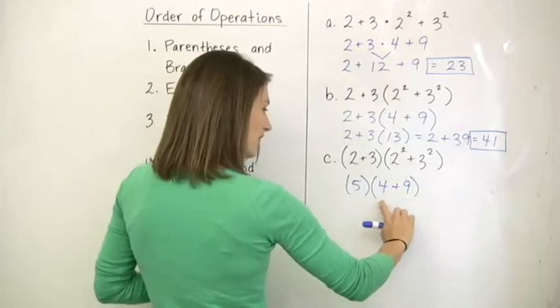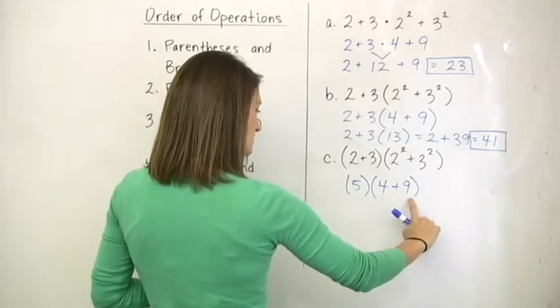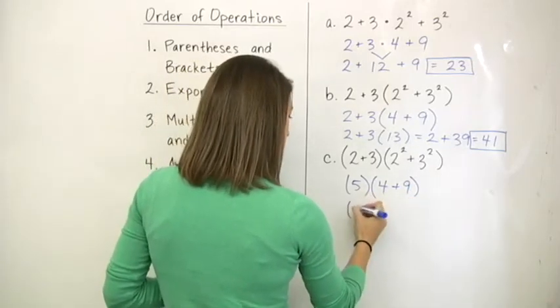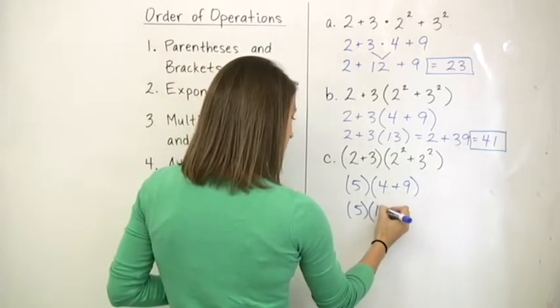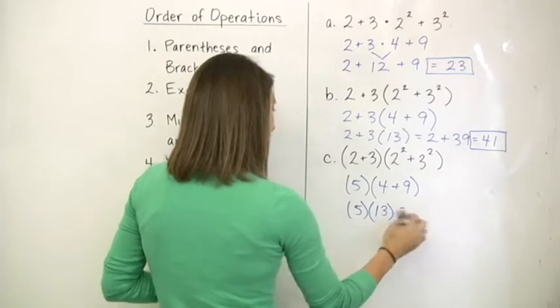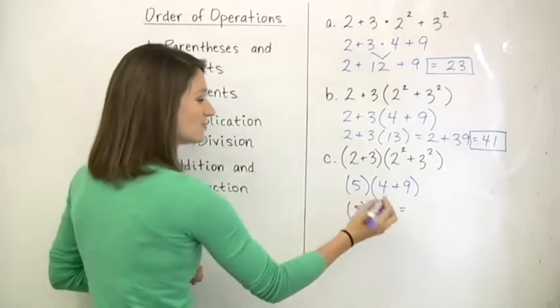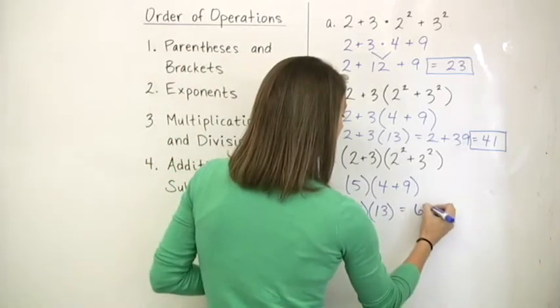And now we can simplify within this set of parentheses here. So we have 5 times 4 plus 9 is 13. And now we can do our multiplication. So 5 times 13 is 65.